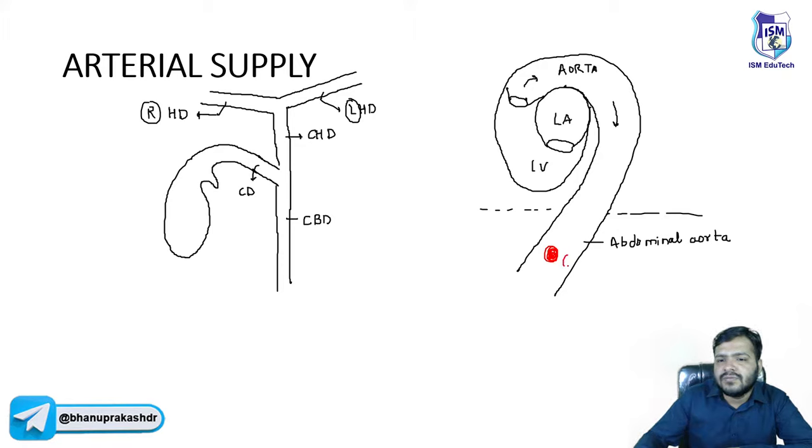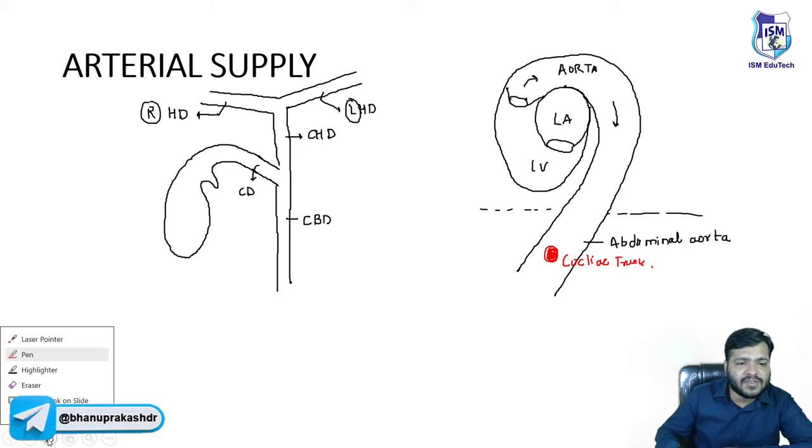So yes, this is the celiac trunk. Now this celiac trunk will give one branch to the liver. Now I want everyone to answer this. Which branch of the celiac trunk will supply the liver? Name of the branch, beta. I want answers from everyone in the chat box. The name of the branch.